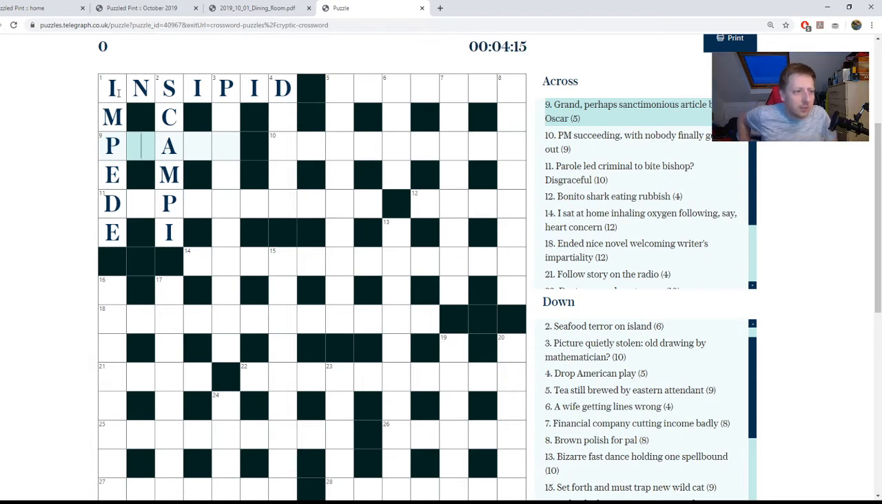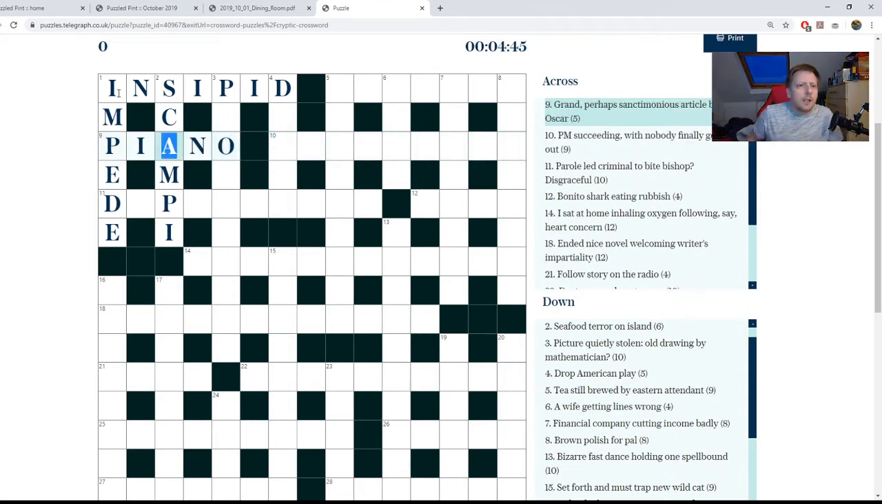Grand, perhaps, for 9 across. Grand, perhaps, sanctimonious article by Oscar. Grand. Okay, got this, but I'm not sure why. Give it another 5 seconds. Scampi are shrimp, or specifically, it's a shrimp in breadcrumbs or something like that, isn't it? Battered and fried or something. As I say, I won't have it. Piano is this one, but why?